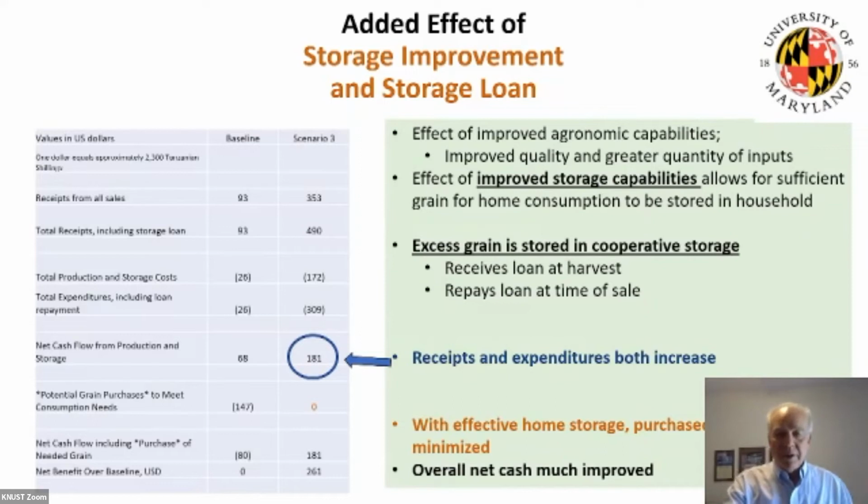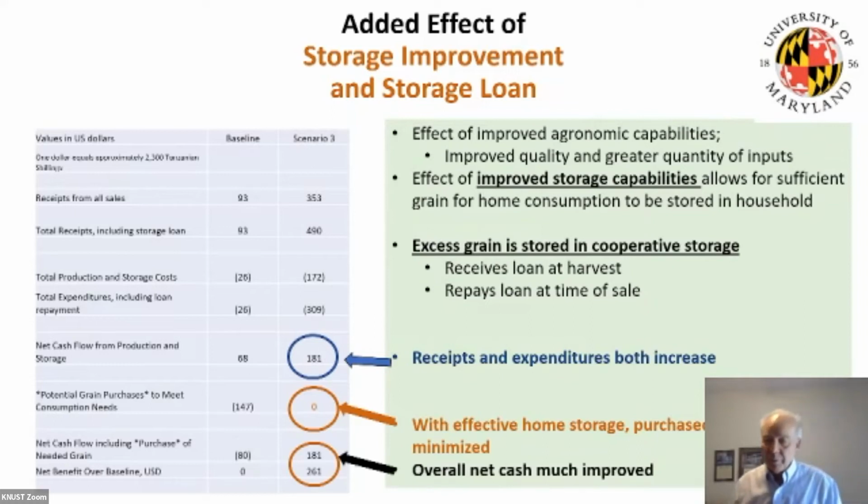Expenditures go up, but receipts go up even after paying off the loan. In this scenario, there's no purchase of grain during the year for home consumption, which results in a very significant improvement to $181 a year in positive net cash flow over the base scenario. Again, there are assumptions here, and the assumptions and the data produce the results.